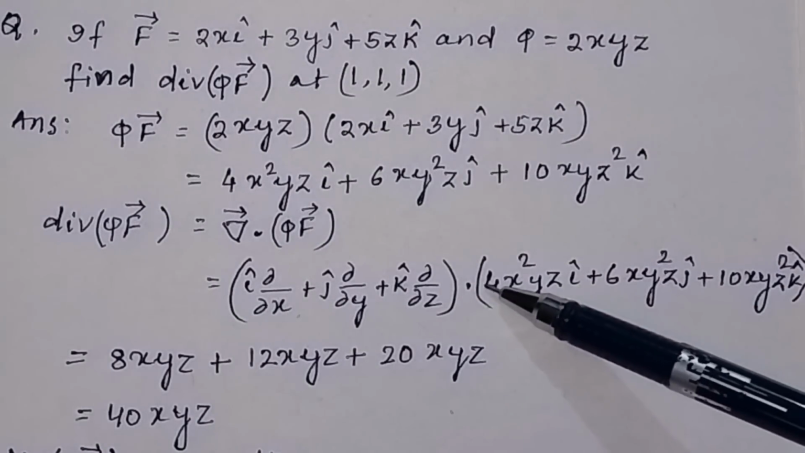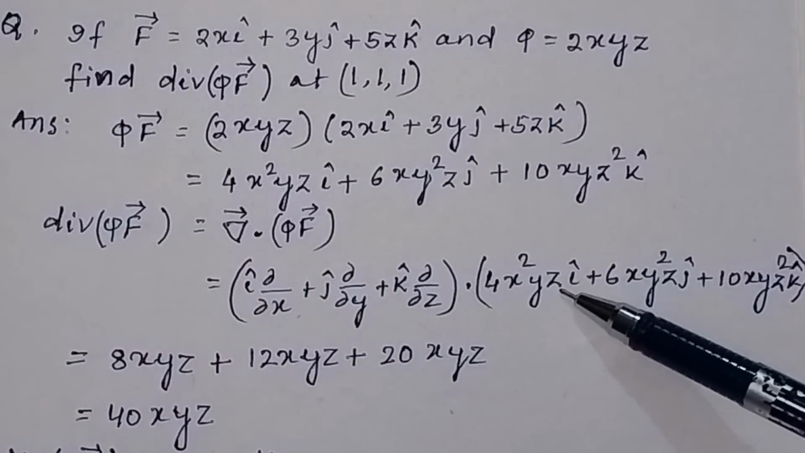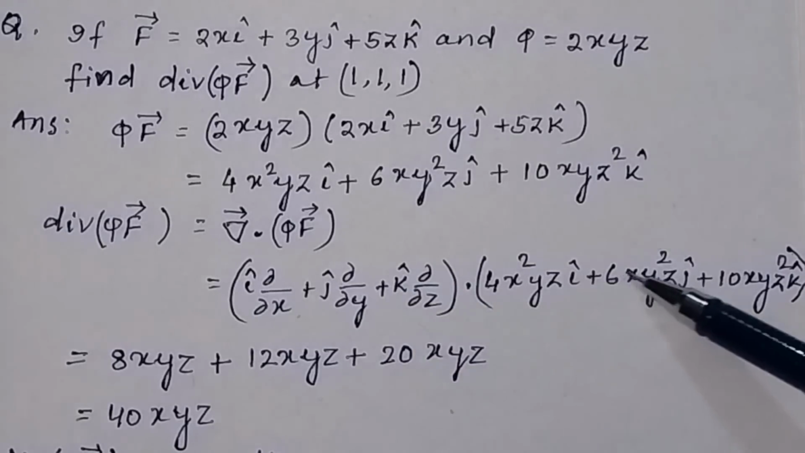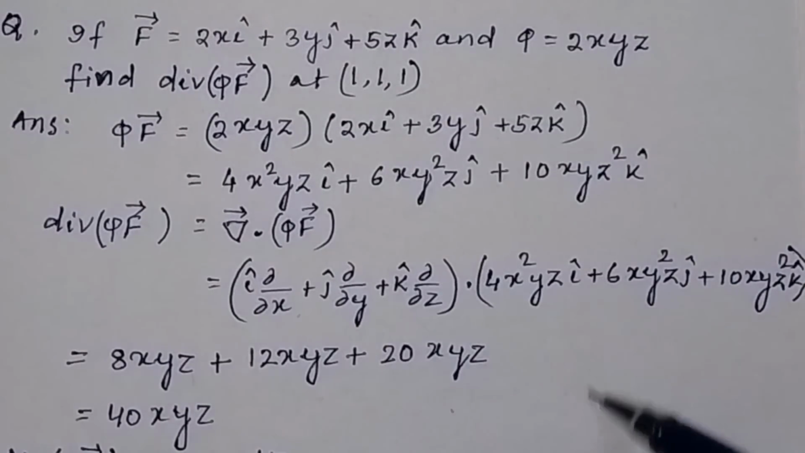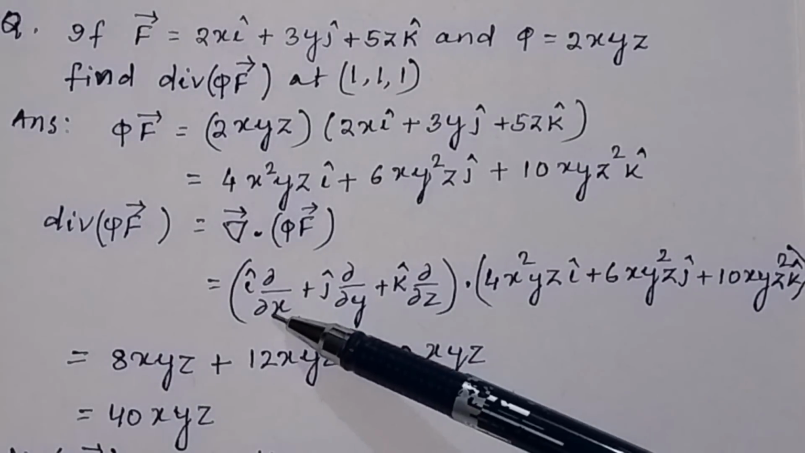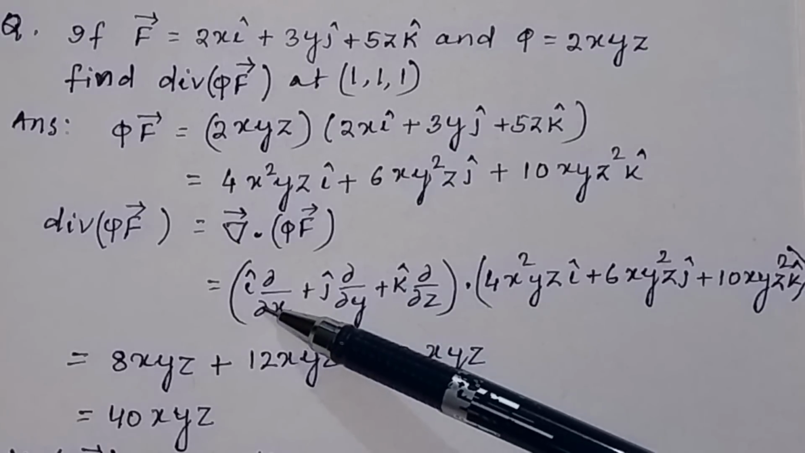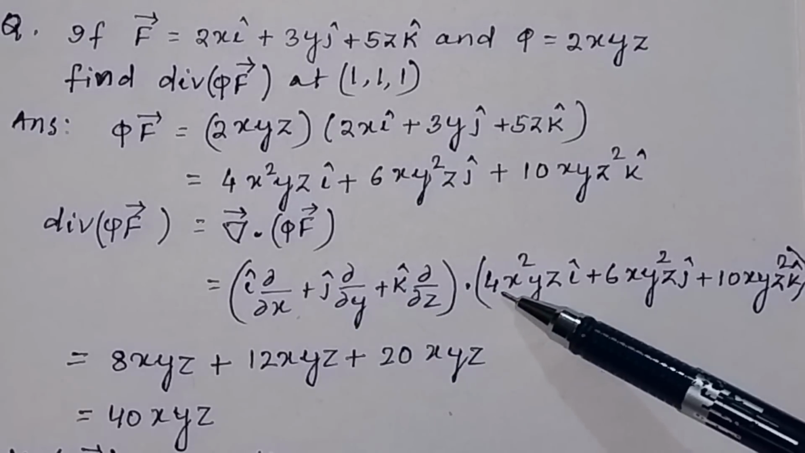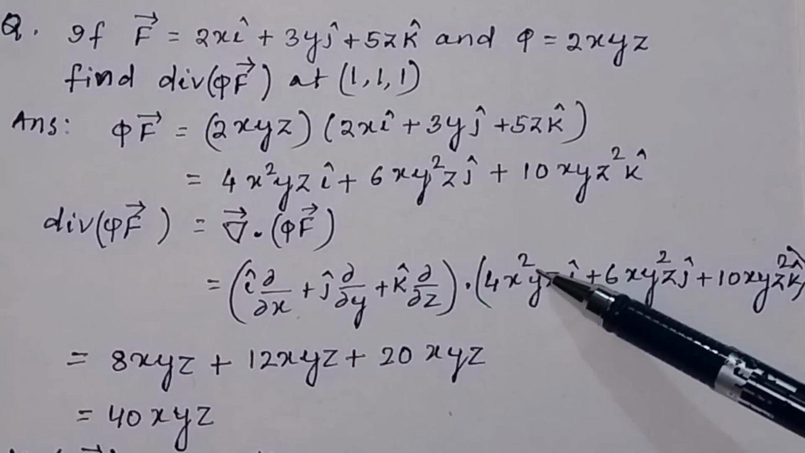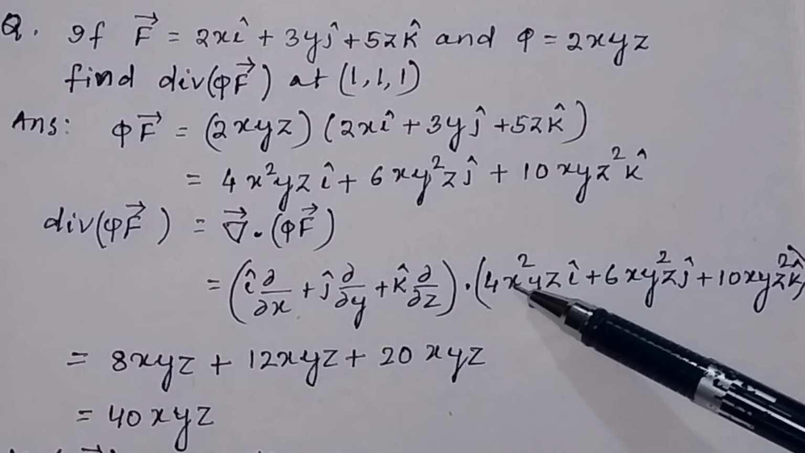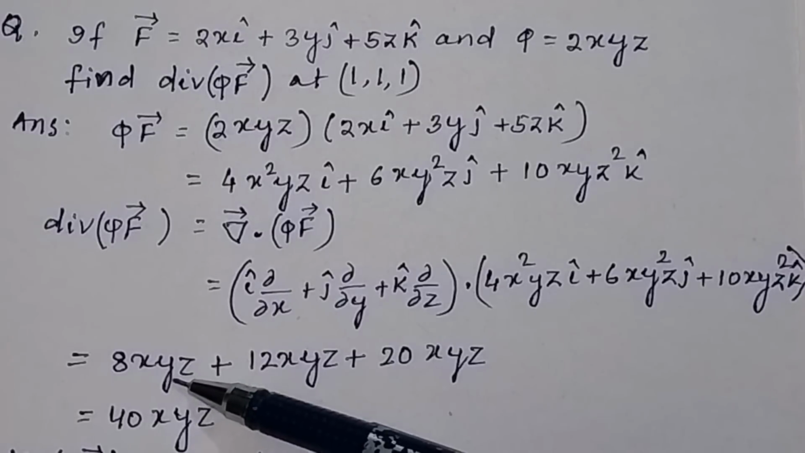So if you take the dot product, then only you have i cap dot i cap 1, j cap dot j cap 1, k cap dot k cap 1, and other dot products like i dot j will vanish. So only you have i cap dot i cap. If you take the partial derivative of 4x square yz with respect to x, then that will be equal to 8xyz. So this first term will be equal to 8xyz.